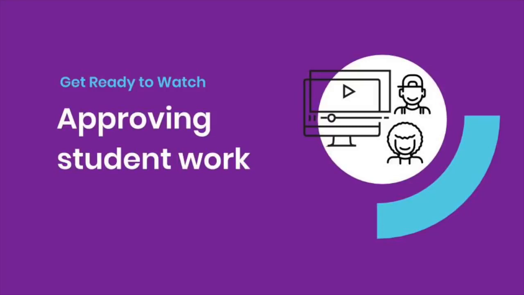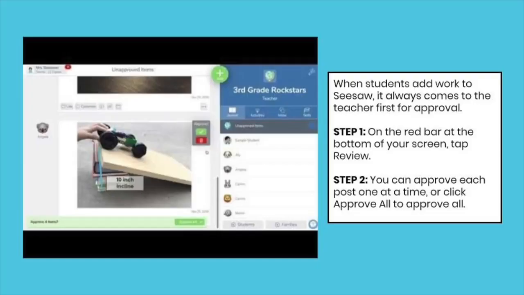When students create work in Seesaw, you must approve their post before it gets added to their journal. When you have work to approve, you'll see a red bar on the bottom of your screen. When you click that bar, you'll see all posts that need approval. You can either delete or approve the post, and you can approve all posts. This video shows you how to approve student work. Feel free to pause this training and watch the video now.